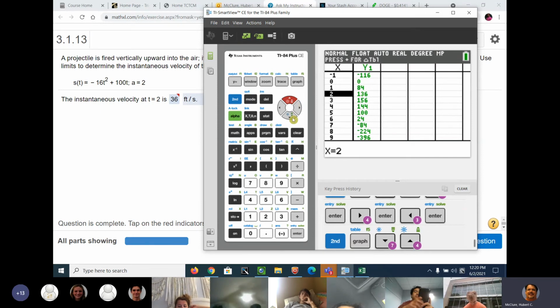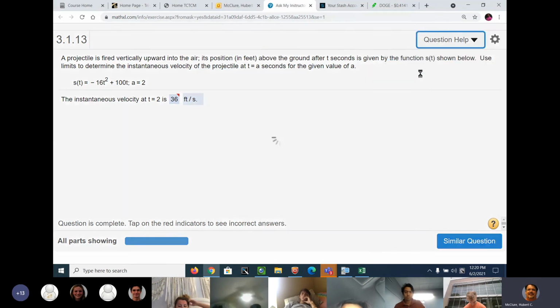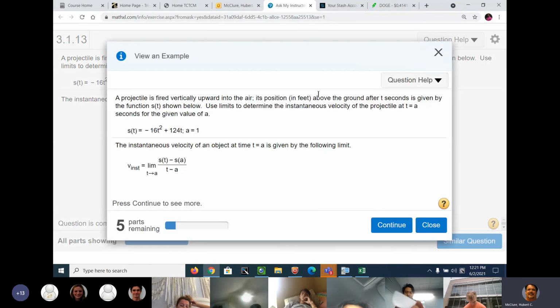The instantaneous velocity, that should be the first derivative, but I don't know. It looks like to me that you would at least do the first derivative. Yeah. And that's where we do the limit. And this is another way of writing the difference quotient. So limit instantaneous velocity is equal to S of t minus S of a over t minus a.